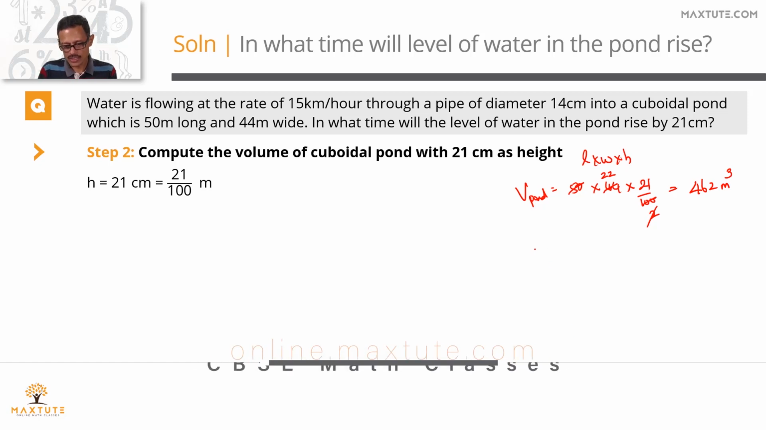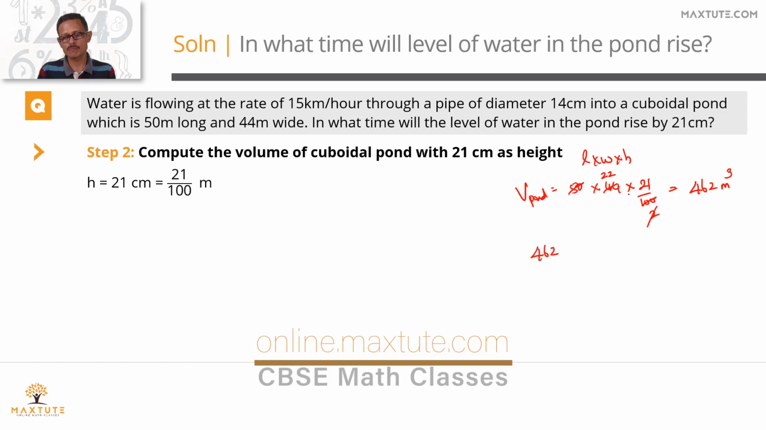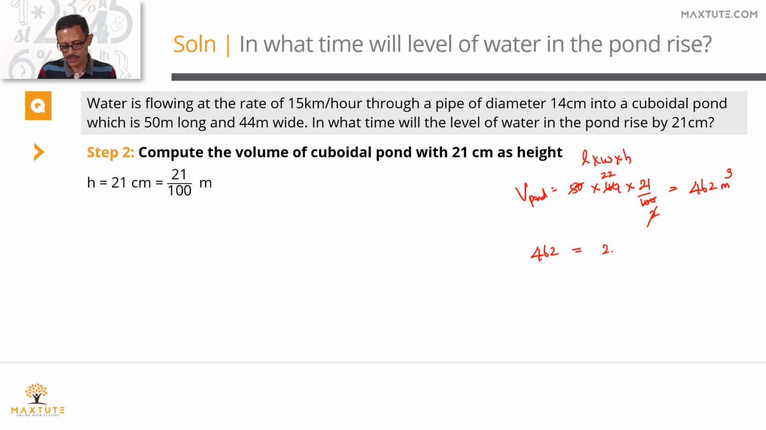The volume of water in the pond as its level increased by 21 centimeters is equal to the volume of water that came in through the pipe in these T hours, which is 231 into T. So what's the value for T? T is equal to 462 divided by 231, which is equal to 2. T is the number of hours. So in 2 hours, the water level will rise by 21 centimeters.